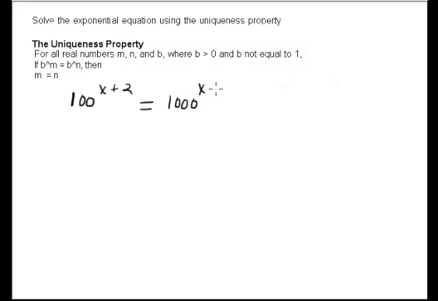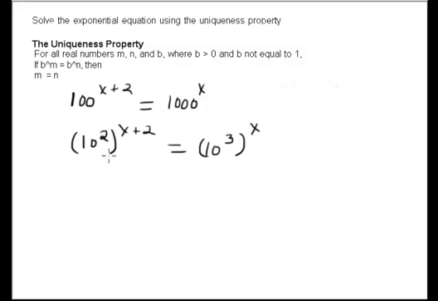same base. Now something I know about 100 and 1,000 is that they both can be written as a power of 10. 100 can be written as 10 squared, so the left becomes 10 squared raised to the x plus 2. 1,000 can be written as 10 cubed, so we have on the right 10 cubed raised to the x power. Alright, it's getting better, but I'm not quite there.